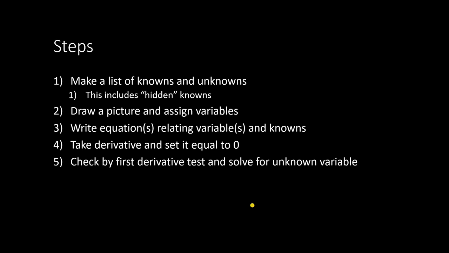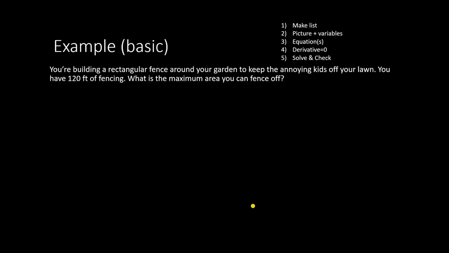Since you'll have multiple variables, you're going to have to solve the system of equations for the variable you want. Then you take the derivative and set it equal to 0. This allows you to solve for the unknown variable. Now you might be done, or there may be some extra very trivial steps at the end.